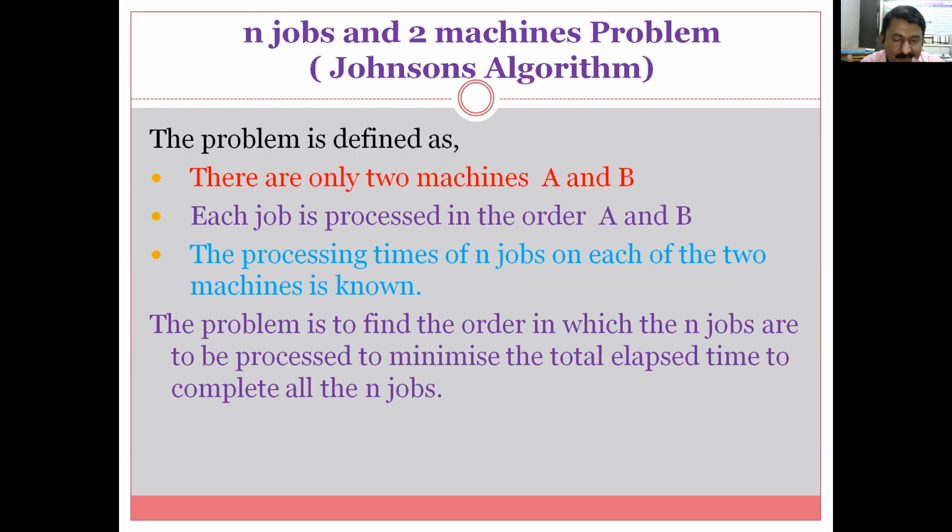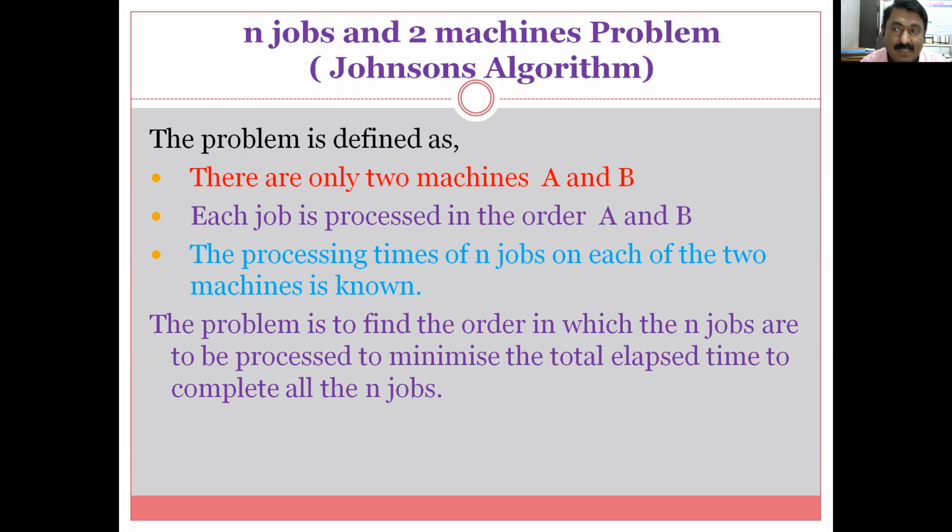In the numerical also it may be given. Then the processing times of n jobs on each of the 2 machines are known. What is the time required for the first job on machine A and machine B? What is the time required for the second job on A and B? The 10th job, the 50th job? N jobs are there, and all processing timings are known. The problem is to find the order in which the n jobs are to be processed to minimize the total elapsed time and complete all n jobs.